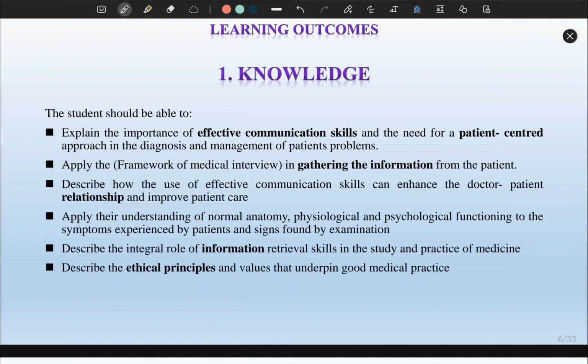The environment in which communication takes place, which can be formal, can be informal. Now we are in a formal environment.